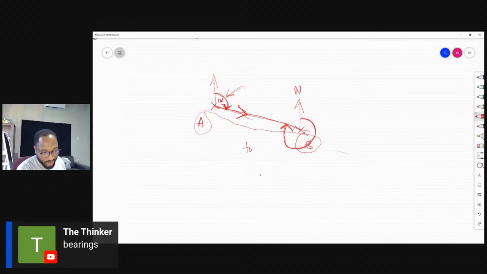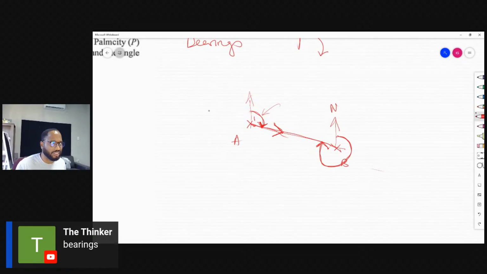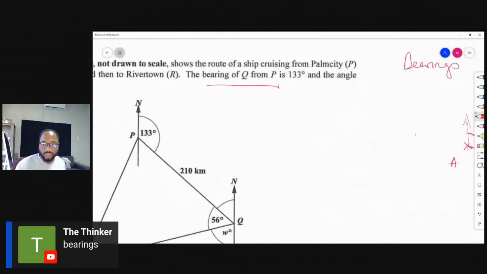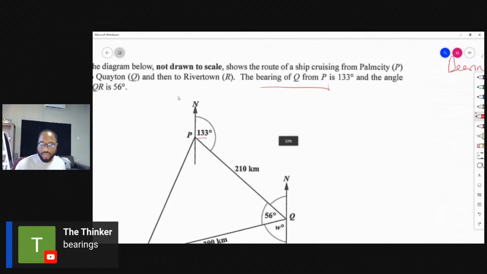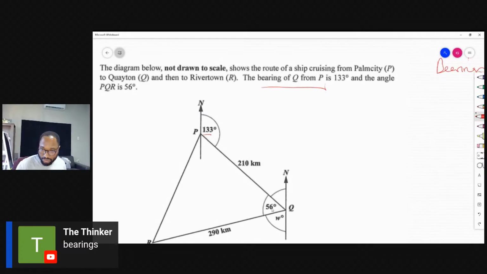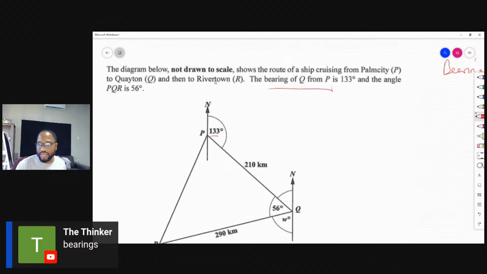But if they say from B, then they're talking about this one. So I was saying, to or from, what is that called in English? Prepositions. Whatever parts of speech they are, they're very important in this way. So the bearing of Q from P is 130 degrees, fine. And the angle PQR is 56, brilliant. Then they're going to ask you a whole bunch of questions.